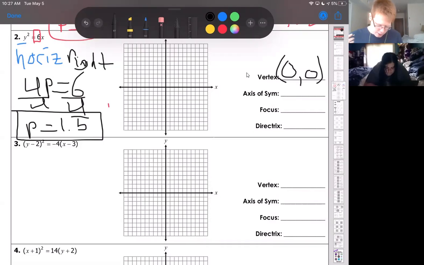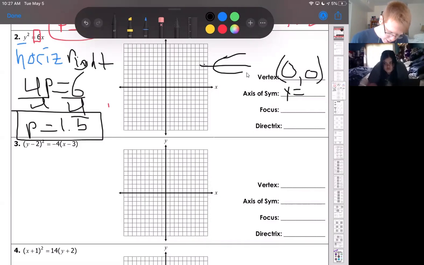To get our axis of symmetry, since it's a horizontal parabola, which is going to look like this, the axis of symmetry would be a horizontal line. So you're going to have y equals, and if it's y equals, you look at the y value of your vertex.